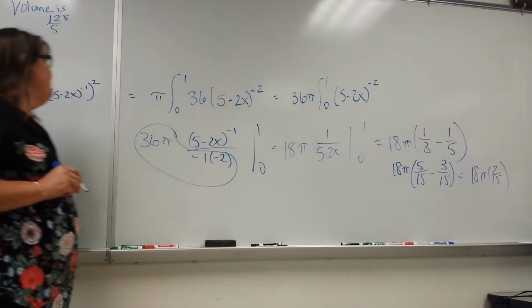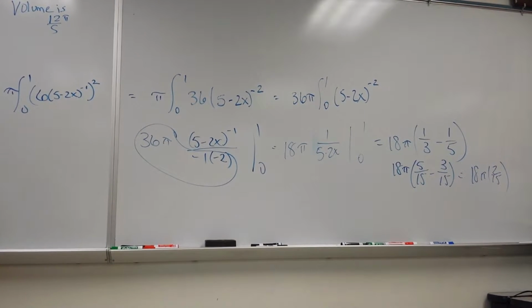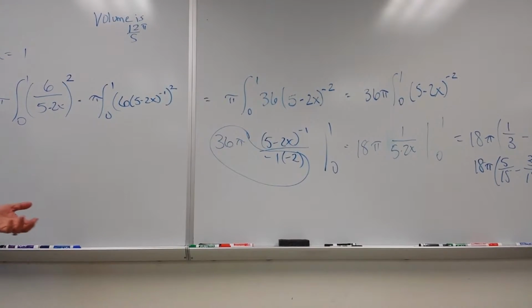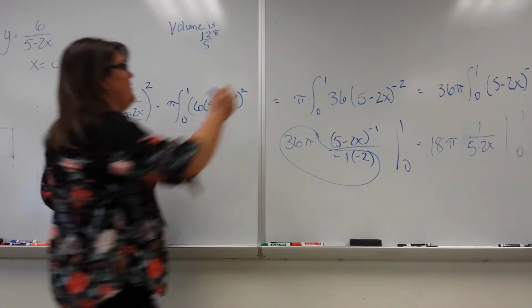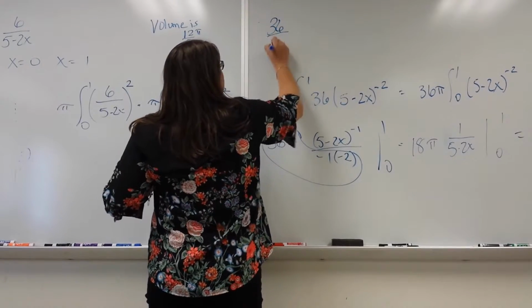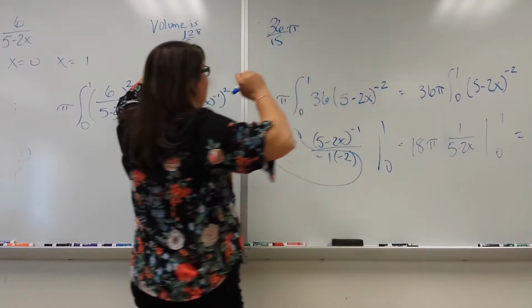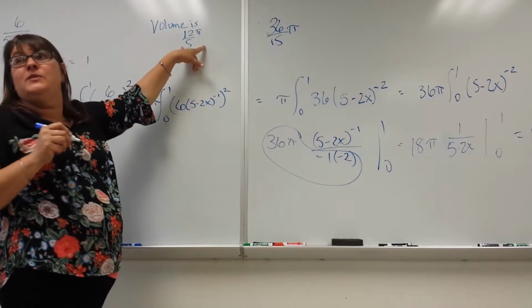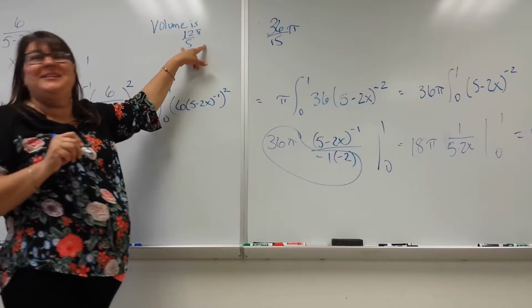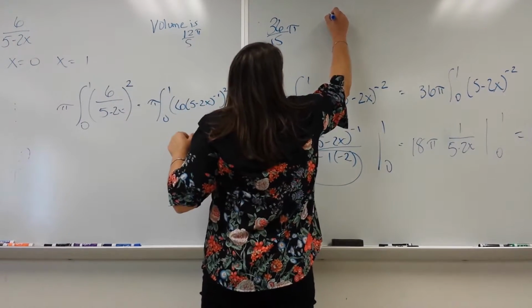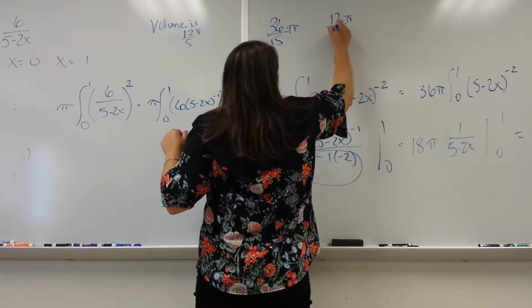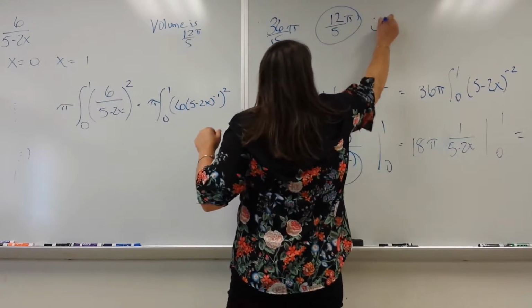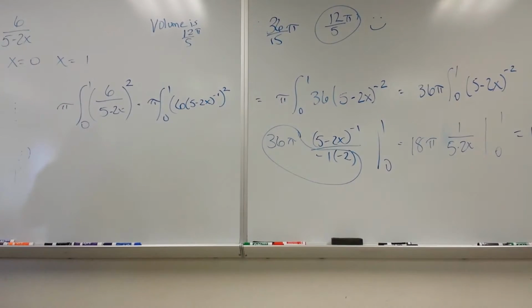Yes. 18 pi times 2/15, if I multiply it out, I get 36/15 pi, not quite what I need. You need to reduce it. Reduce it by a 3. Good. So 12 pi over 5, smiley face. Yes. What do you think? Good.